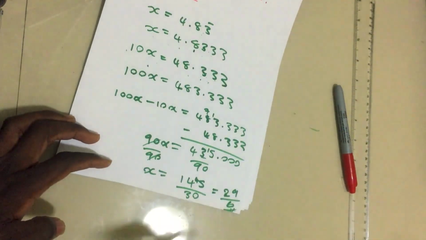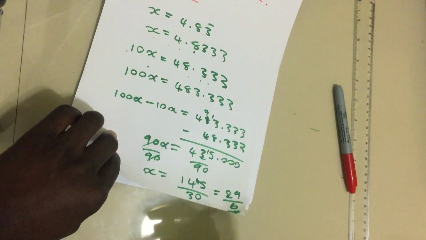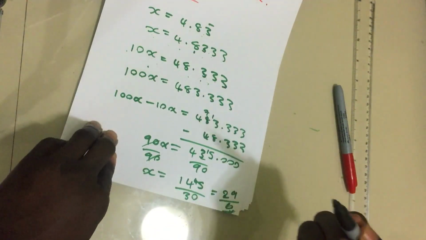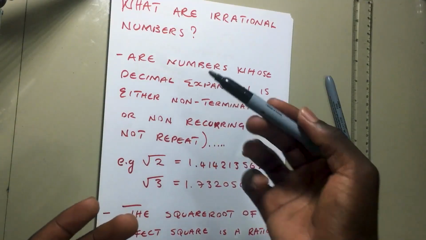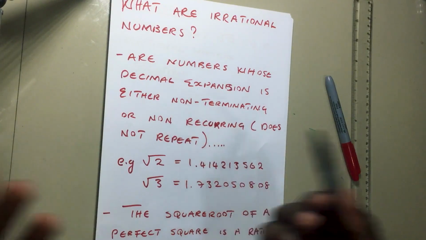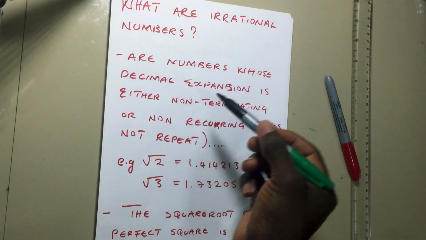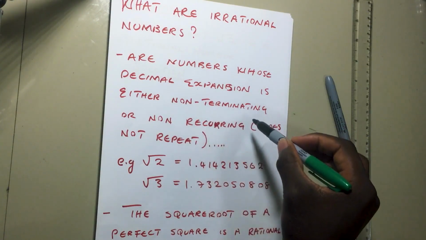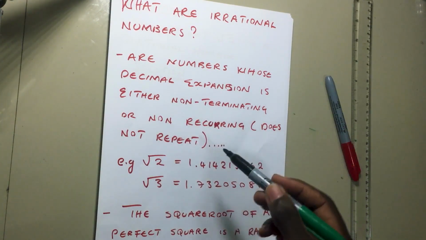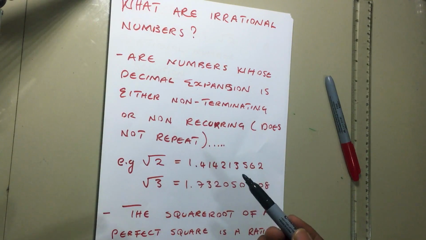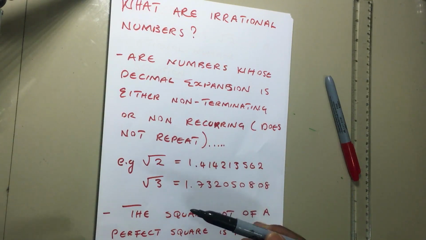All right, so let's move on to the next thing, which is knowing what exactly irrational numbers are. What are irrational numbers? Simple. Irrational numbers are numbers whose decimal expansion is non-terminating and non-recurring, which means that it does not terminate and it does not repeat.